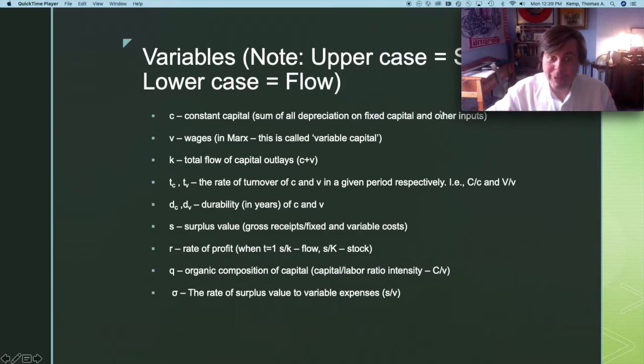Which brings us to profit. So what is profit? If we make T equal to 1, the rate of turnover, so we simplify a little bit, then the rate of profit is just S over K. In other words, the surplus value over K, which is total outlays. The rate of profit is the surplus value expressed relative to your cost of production. In other words, your surplus value is a determinant, along with costs, of the rate of profit.